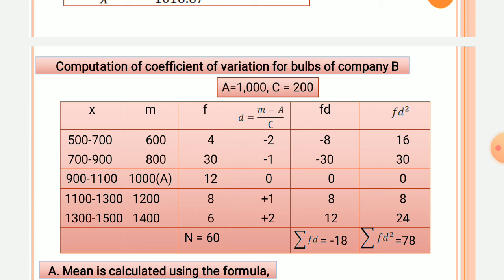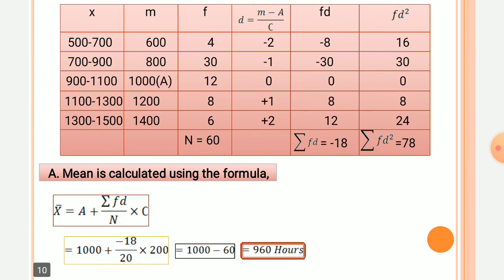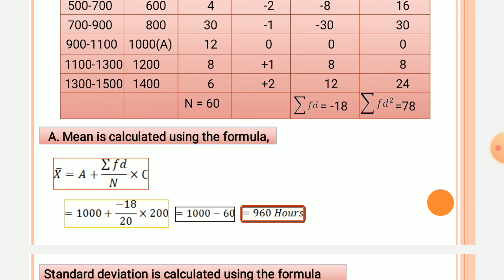Now substitute these values into the formula. So arithmetic mean is equal to a plus sigma fd by n into c. A is the assumed value 1000 plus sigma fd minus 18 by total frequency n 60 into c 200 is equal to 1000 plus minus 18 into 200, 3600 by 60, is 60. So 1000 minus 60 equals 940 hours.